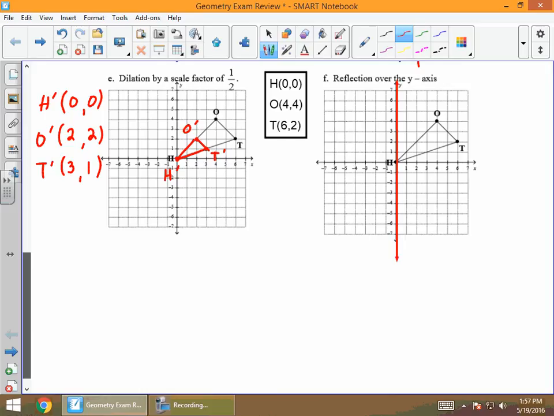And for F, reflect over the y-axis, very similar to the reflection over the x-axis. You'll see that I've changed the y-axis red, and now I'll just figure out how far my points are away from that axis. So H sits on the axis, so it doesn't move. H prime, same spot. O sits 4 units to the right, so I will move it 4 units to the left. T sits 6 units to the right, so I will move it 6 units to the left. And connect those dots. That is what you need to know for transformations.